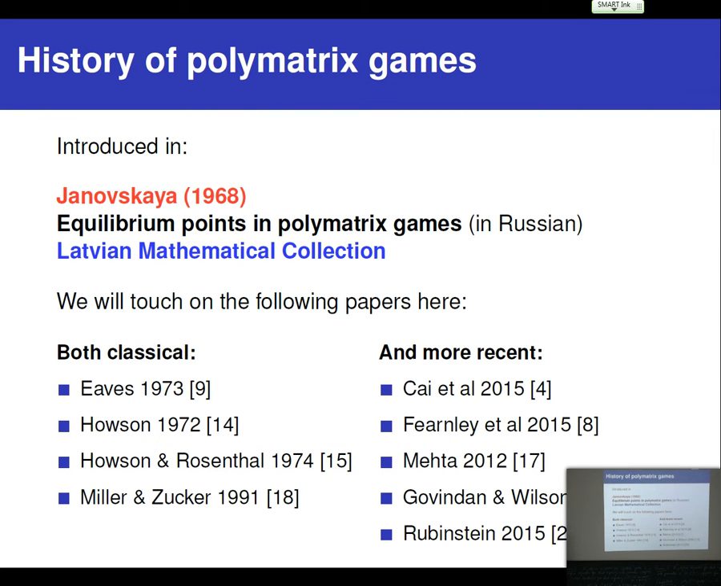So they were first introduced a long while ago in 1968, and I'm going to touch today on both a bunch of classical work on polymatrix games and some more recent work. There's been a bit of a resurgence. I'm going to touch on classical work of Eaves and Howson from the Lemke algorithm you may have heard of in the 70s. And then I'm going to touch on some work of others more recently, including Ruta, who's here, Aviad, who's here, some work of John Fearnley and myself and others. John's here.